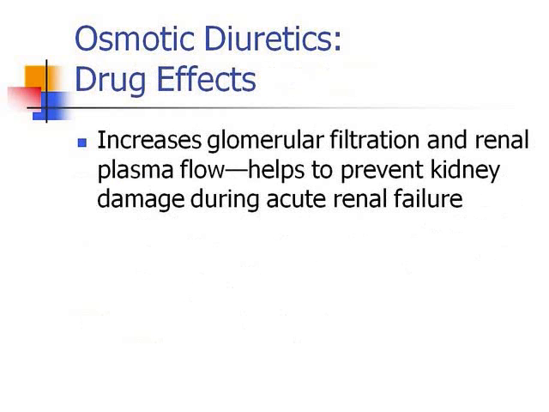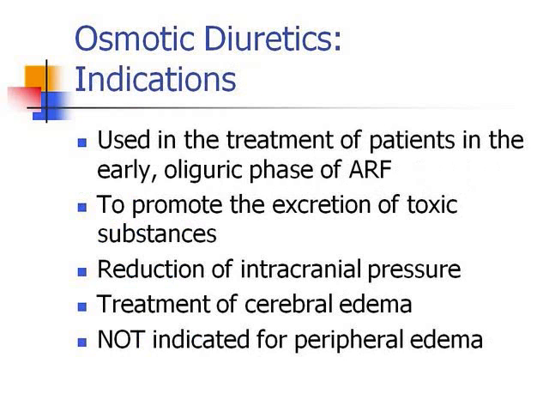It increases the GFR and renal plasma flow, so it helps to prevent kidney damage during acute renal failure. It's used in the treatment of patients in early oliguric phase of renal failure. Sometimes we use it to promote the excretion of toxic substances, kind of flushing the body out. This drug is also used for the reduction of intracranial pressure and the treatment of cerebral edema.